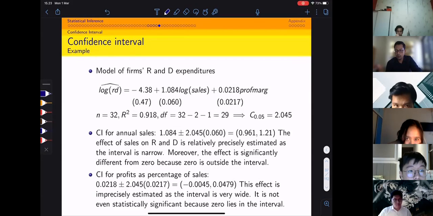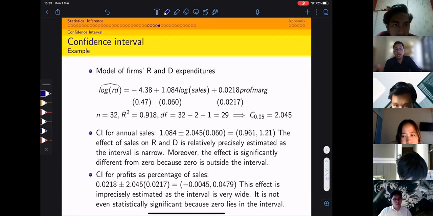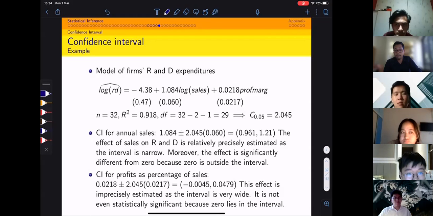Okay. So I'll provide you with a brief example. We have a model of firms' R&D expenditures. In this particular case, we regress the log of research and development expenditure on the left-hand side on log sales, and on the right-hand side we also have the profit margin. So we have all the information available to determine the confidence interval.